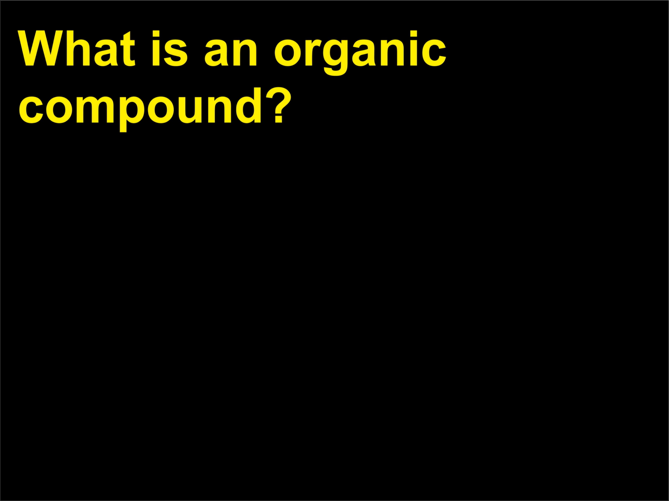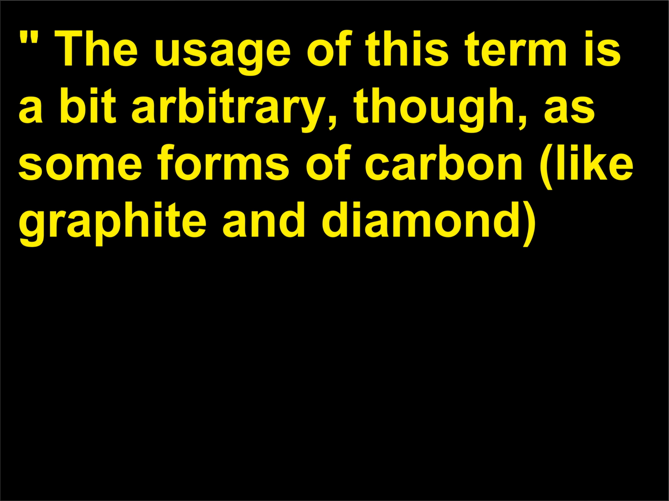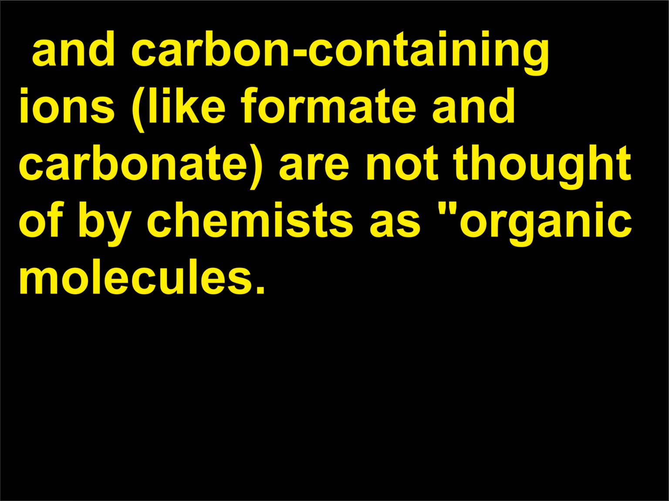What is an organic compound? Any molecule, or compound, that contains carbon atoms is referred to as organic. The usage of this term is a bit arbitrary, though, as some forms of carbon, like graphite and diamond, and carbon-containing ions, like formate and carbonate, are not thought of by chemists as organic molecules.